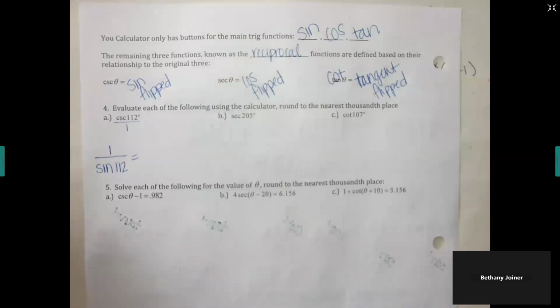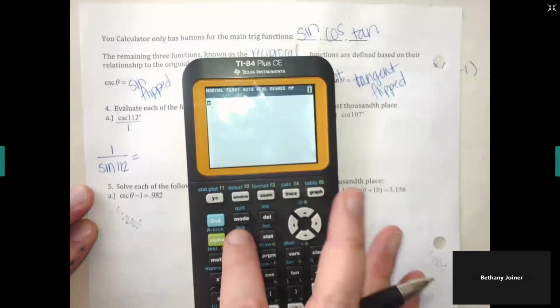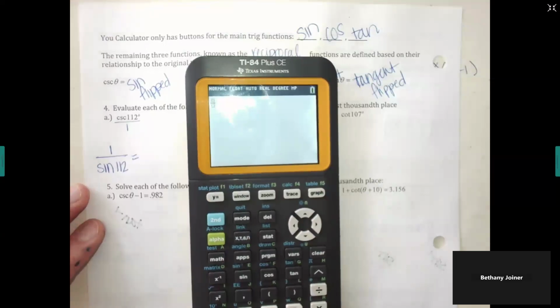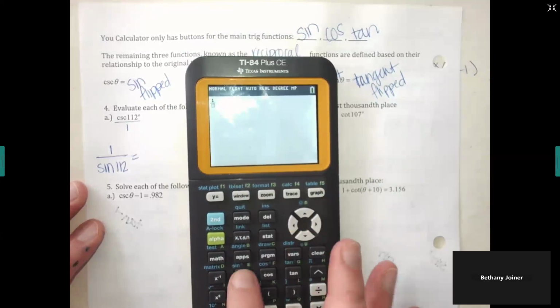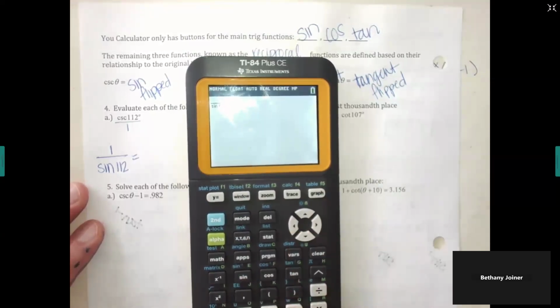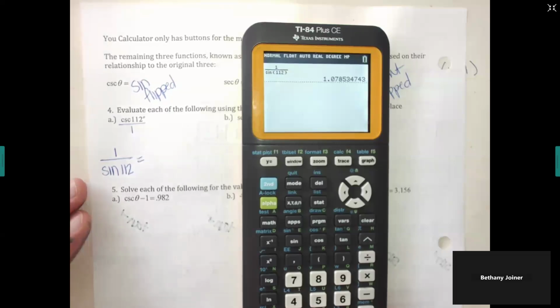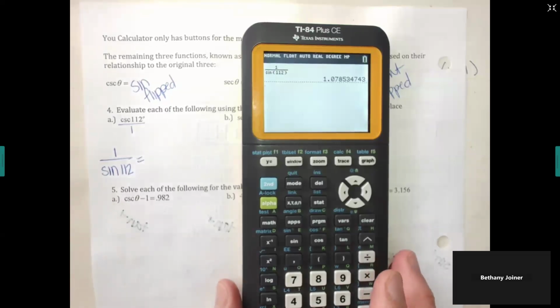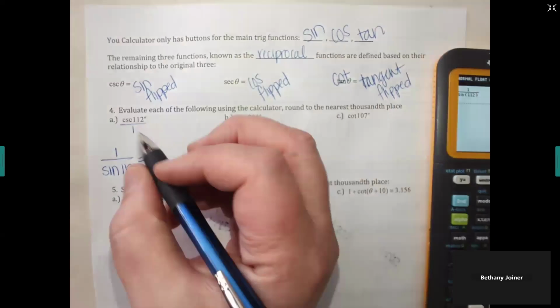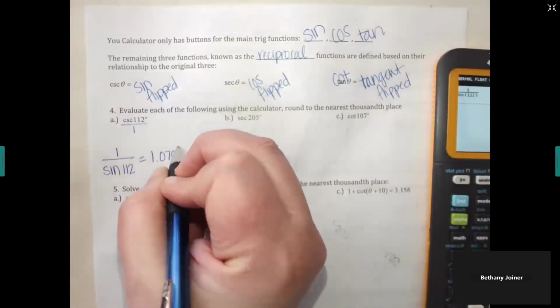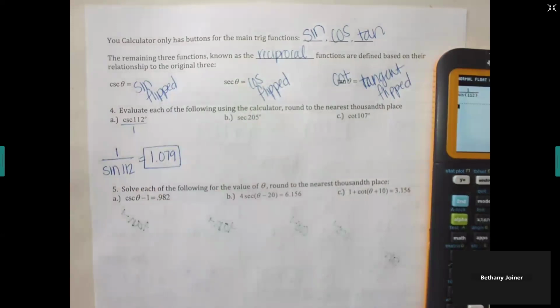Okay, so go ahead and do that. Use your pretty fraction. Remember to access the pretty fraction, it's alpha x. And then we're doing 1 over sine 112. So we got 1.078 followed by a 5. It's going to go to 1.08.